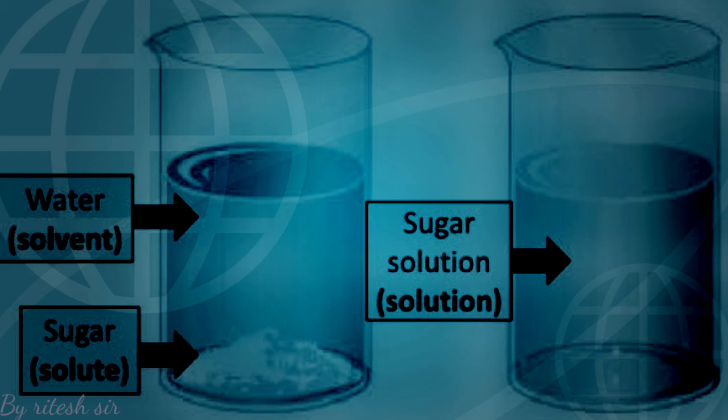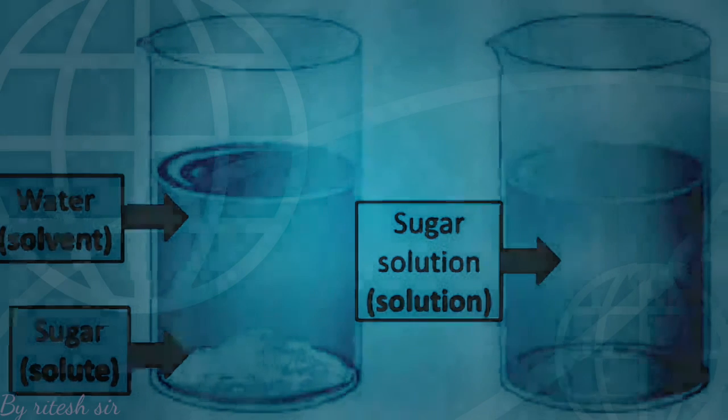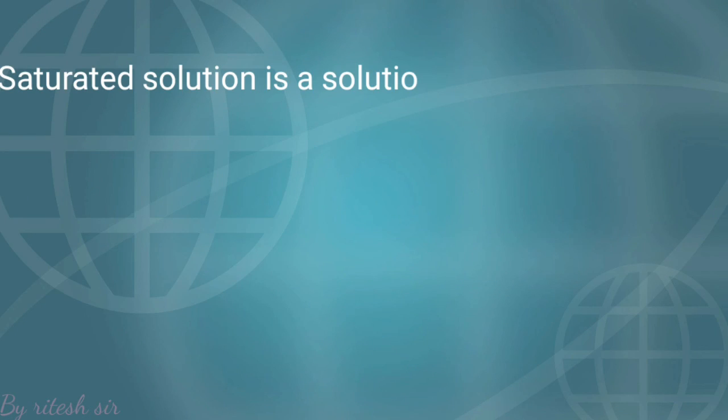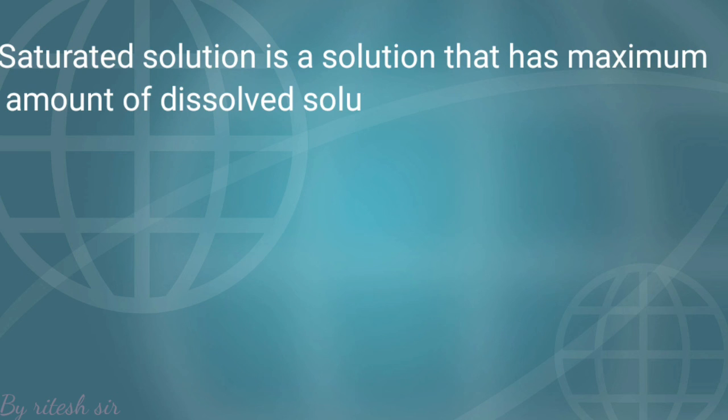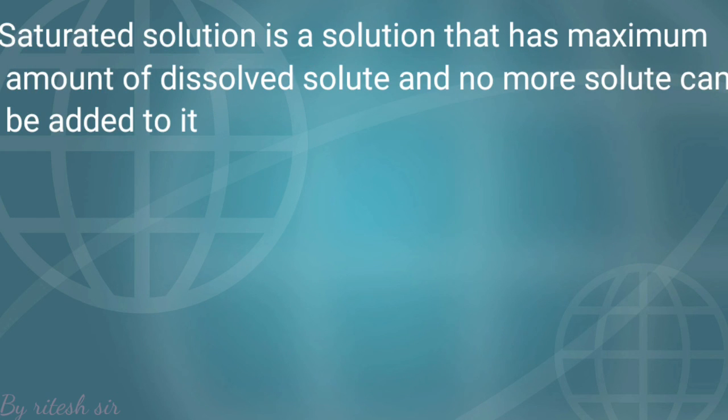If you pour sugar in water continuously, you will see that some sugar remains undissolved in water. That means no more sugar can be added. Now we could say that it is a saturated solution. A saturated solution is a solution that has the maximum amount of dissolved solute and no more solute can be added to it.